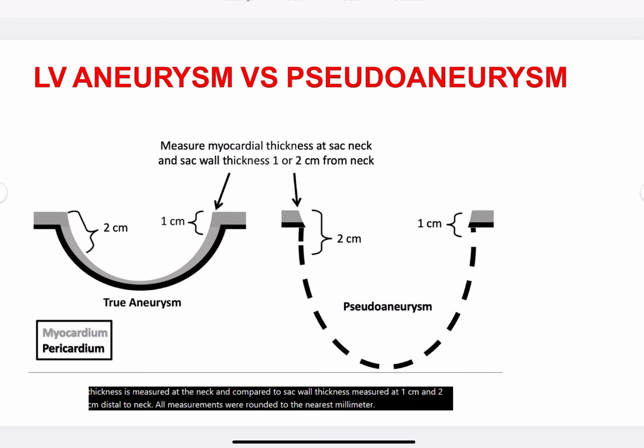Now this myocardial thickness is usually measured at 1 to 2 cm from the neck region. Either measure at 1 cm from the neck or we can measure it at 2 cm from the neck.